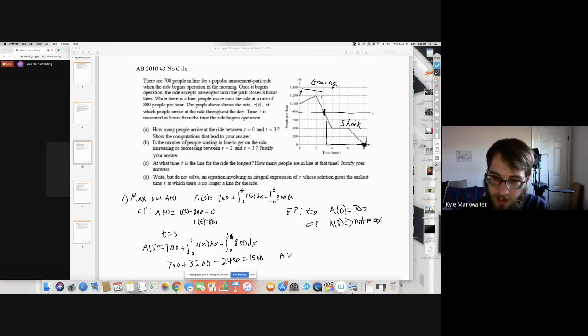So I could say at t equals 3, the line is at a max. The line has a max of, what do we find, 1,500 people. Wow.